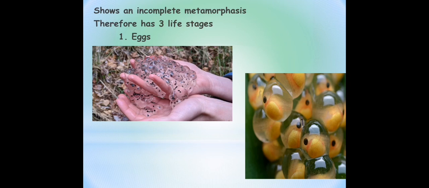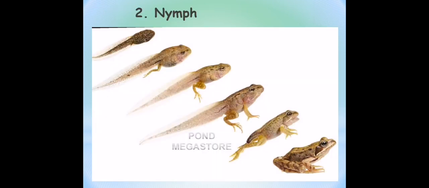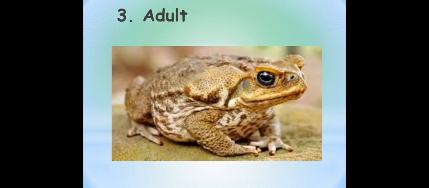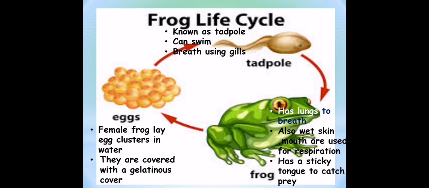First stage is eggs. You can see what frog eggs look like. Second stage is nymph, which is also called a tadpole. It has several substages until it becomes an adult frog. Last stage is the adult. This is the summary of the frog's life cycle.